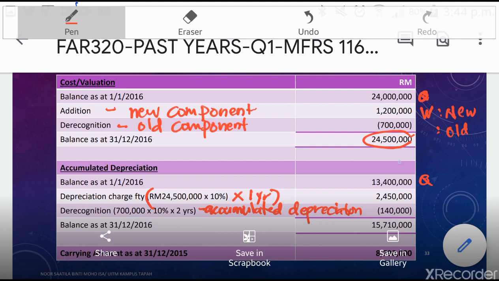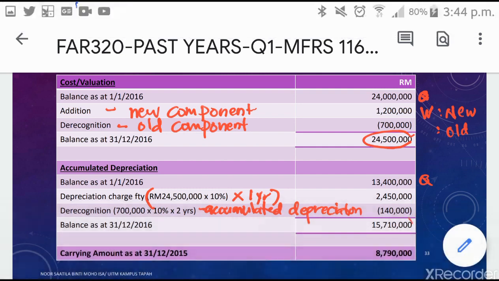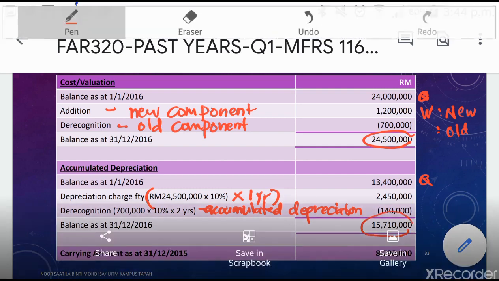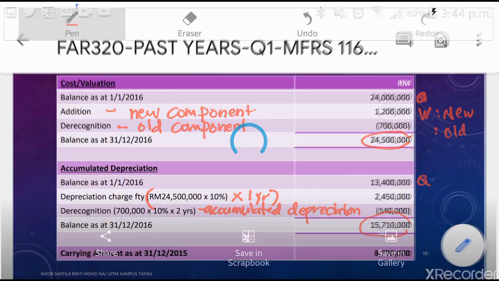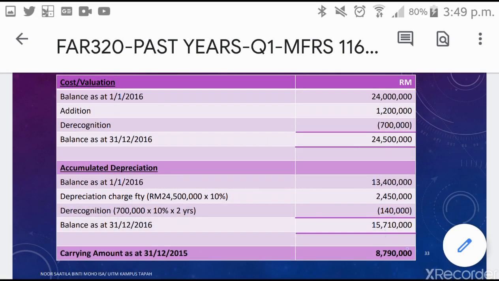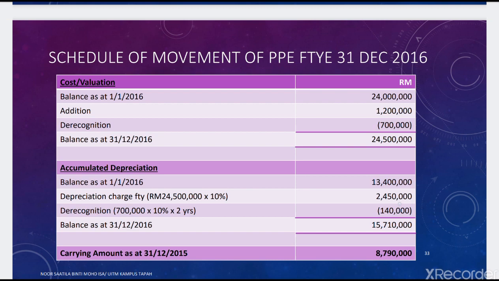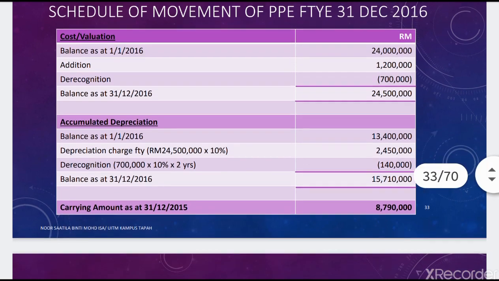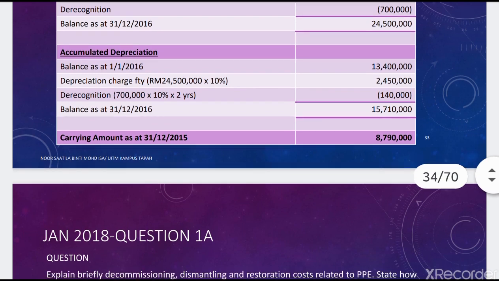15,710. So if you take 24.5 million minus 15,710, you will be getting the figure that you can see here, which is 8,790. So I've already removed that part. You can check that here.